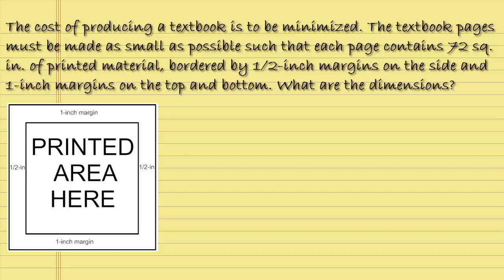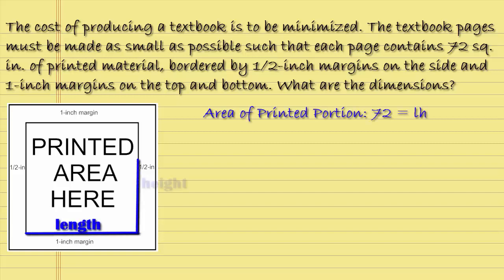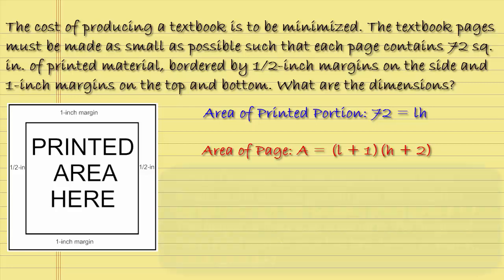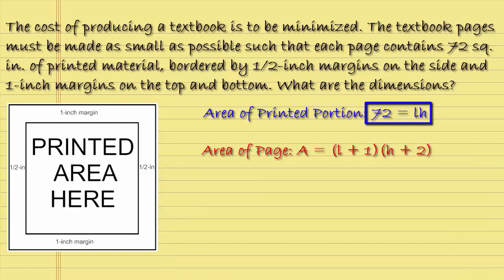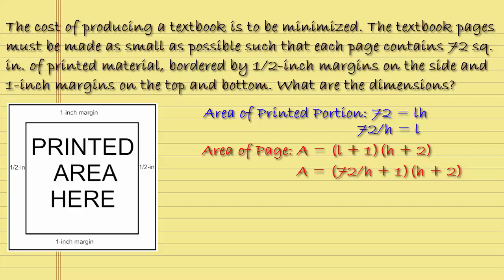Well, the area of the printed region is length times height, which gives us 72. The area of the page to be minimized is A equals (L plus 1) times (H plus 2). Then, using the first equation, we solve for one of the variables, L or H, it does not matter which one, and then we substitute it into the second equation so that A is a function of only one of the variables. In this case, A is a function of the height, H.